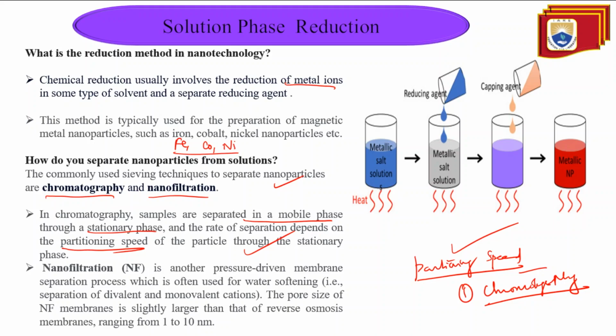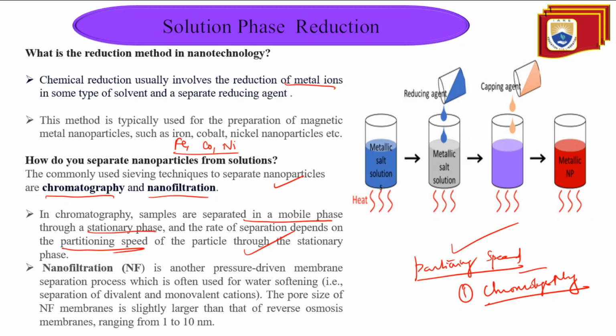Nanofiltration is another pressure driven membrane separation process, which is often used for water softening, that is, separation of divalent and trivalent metal cations from monovalent cations. So nanofiltration is another method for the separation of nanoparticles from the solution stream. That's why we say nanofiltration is another pressure driven membrane process.